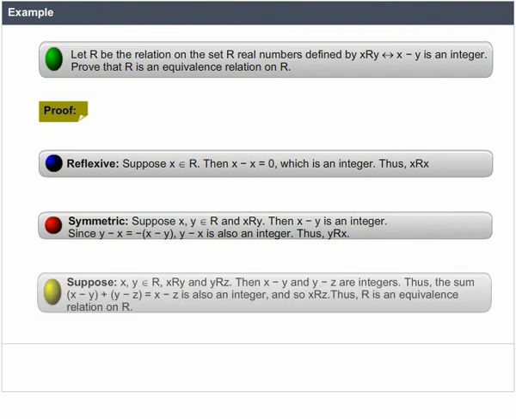Transitive: suppose x, y, z belong to the reals, x is related to y and y is related to z, then x minus y and y minus z are integers. Thus the sum x minus y plus y minus z, equal to x minus z, is also an integer, and so x is related to z. Thus R is an equivalence relation on the reals.